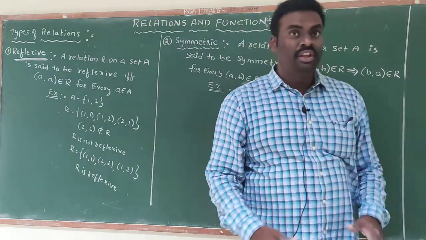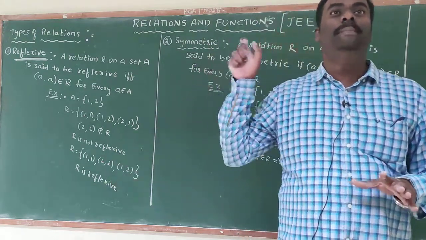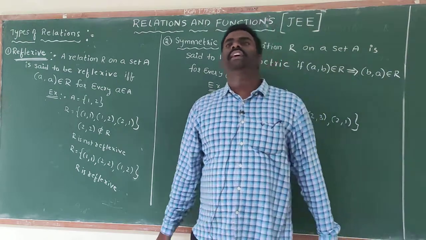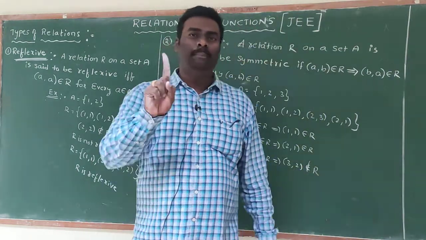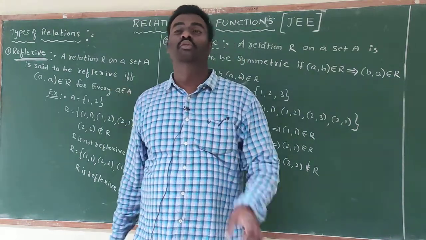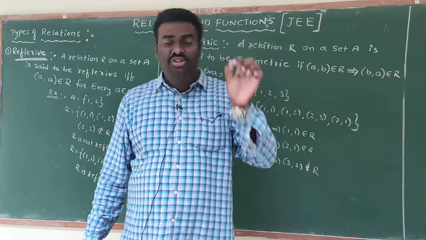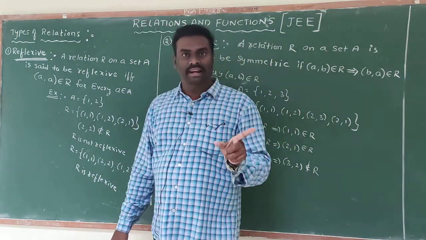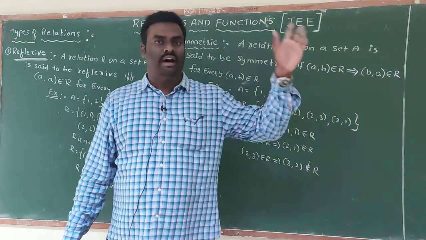Meaning, you need to verify the condition for every pair which is present in the relation. For example, 9 pairs satisfy the condition, 1 pair does not. Overall, this is not possible. It has to satisfy the condition for every ordered pair which is present in the relation R.